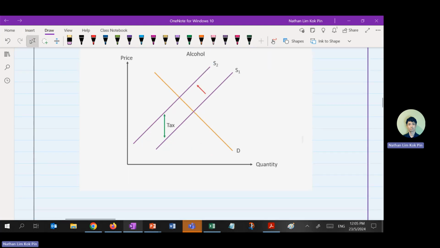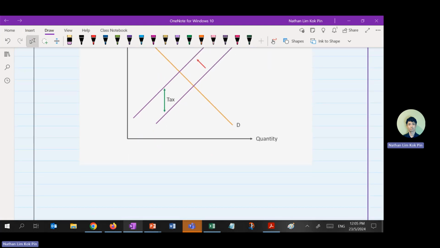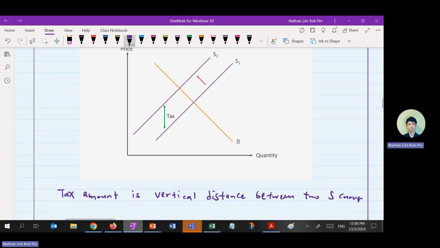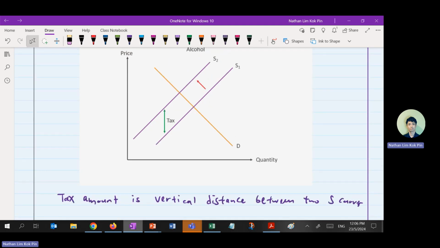Everyone write down. Tax is vertical distance between 2 supply curves. The tax amount should be the vertical distance. This is not a definition. Vertical distance between 2 supply curves. Okay. First thing you must know, tax only affects supply.